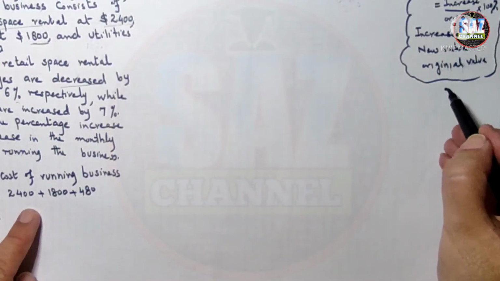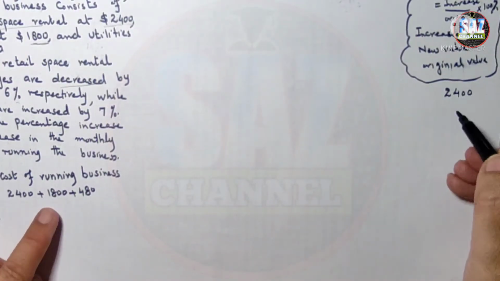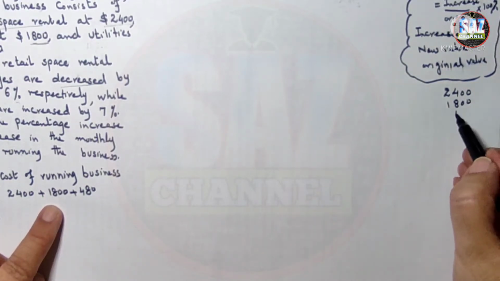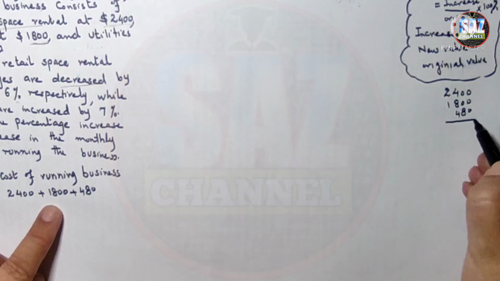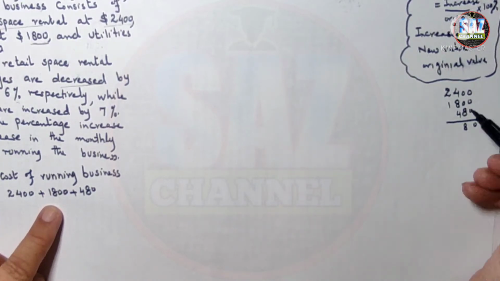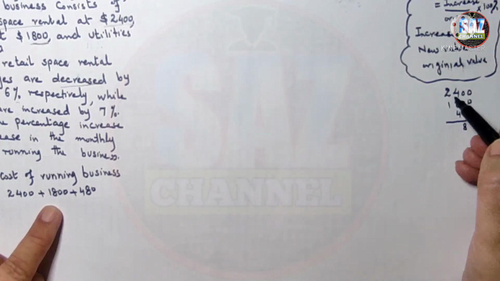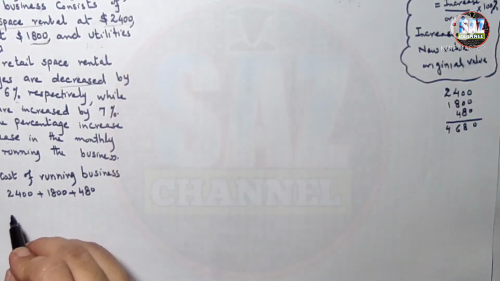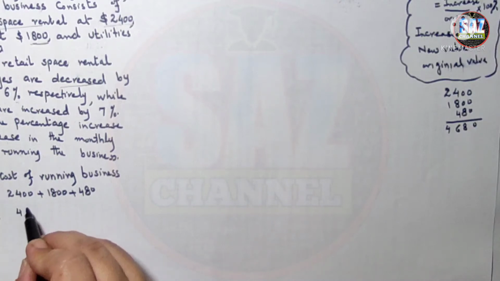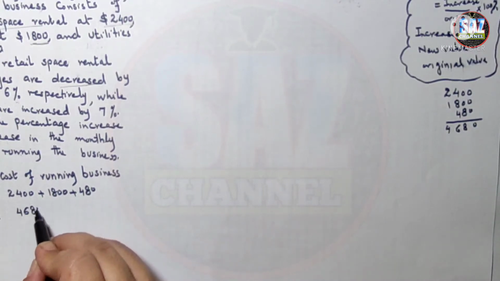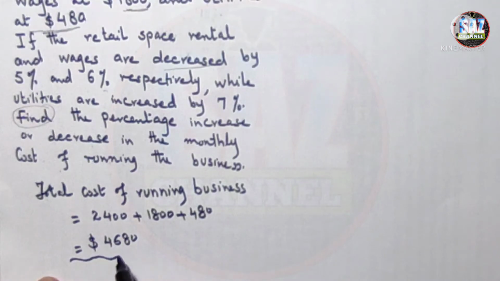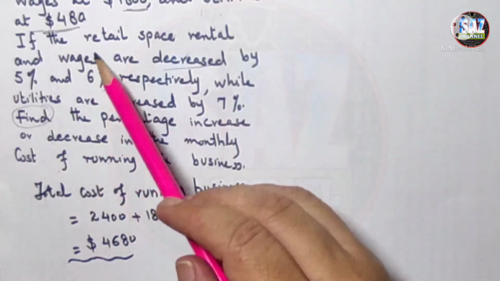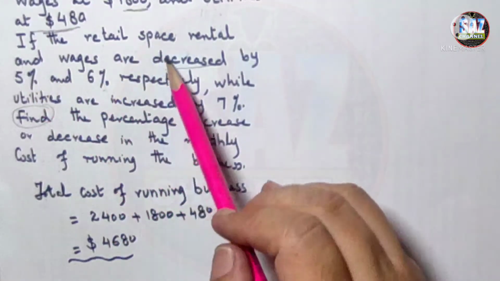This is 2400 and this is 1800 and this is 480. So 0, 8, 8 and 4, 12, 13, 14, 15, 16, 2 and 1, 3 and 1, 4. So the original cost, in the beginning, of running the business is $4,680.